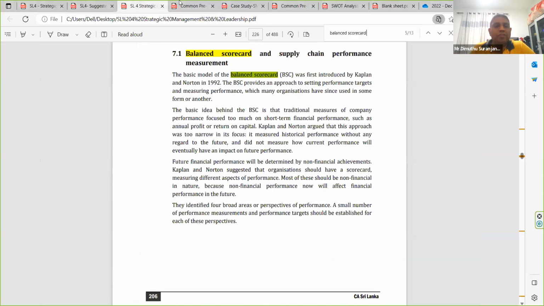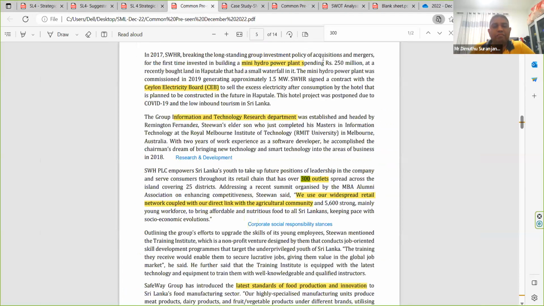Now, when it comes to this pre-seen, it's 300 outlets spread across the island covering 25 districts. So when it says 300 outlets spread across the island covering 25 districts, practically it should not be a focus strategy. The examiner may think in a different way, right? I'm just giving some hint for you.